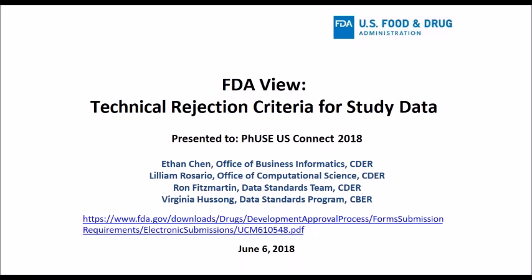So what I did was grab a few slides out of a presentation that a couple of the FDA folks did at the FUSE Connect in 2018, where Ethan Chen, Lillian Rosario, Ron Fitzmartin, and Ginny Hsiung talked about the implications of the technical rejection criteria. So that everybody understands what these criteria mean: if a submission fails an important technical rejection criterion, these criteria are applied, in principle, as you are trying to upload your submission through the gateway to the FDA. That's when the submission is inspected to see whether it meets these criteria.